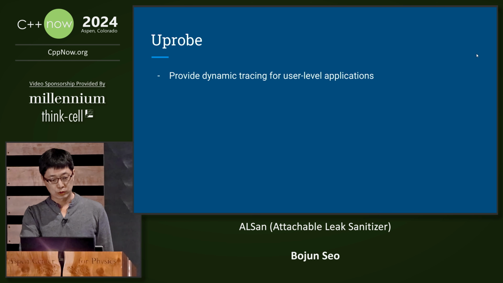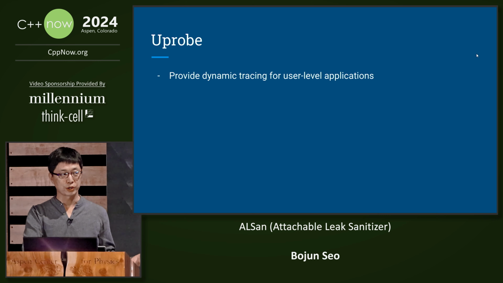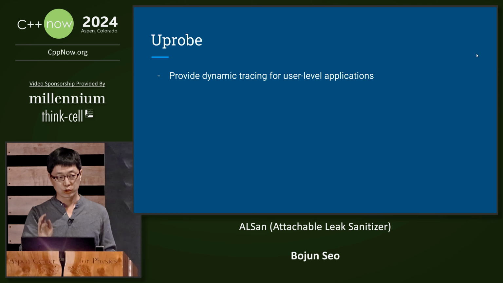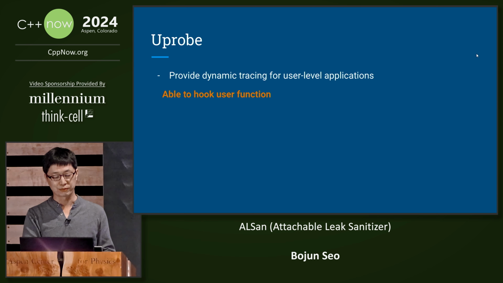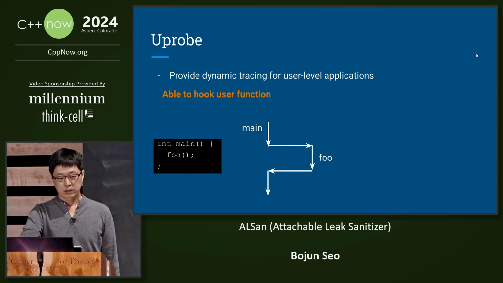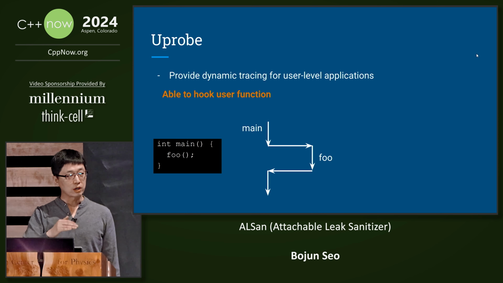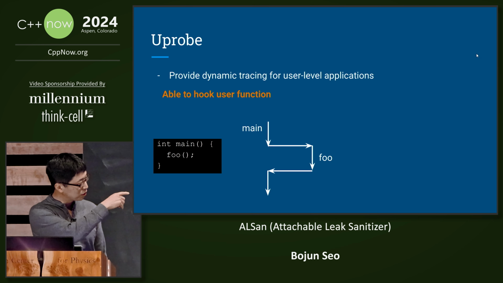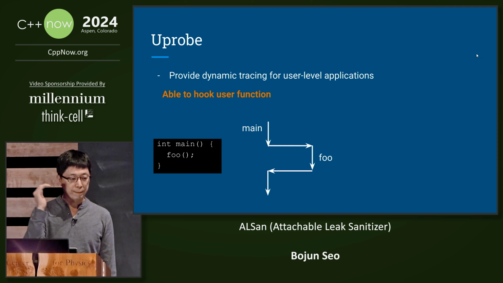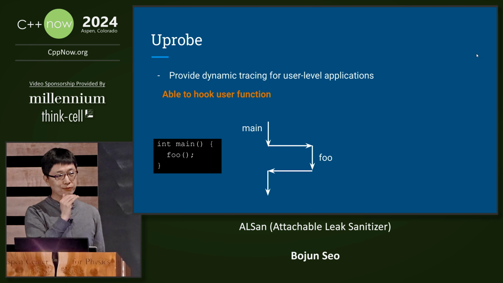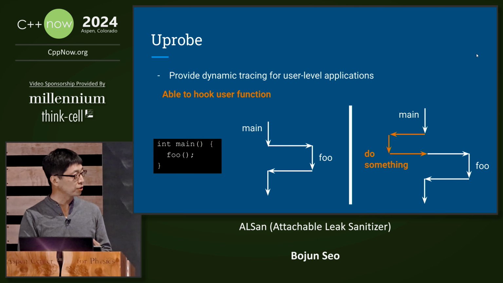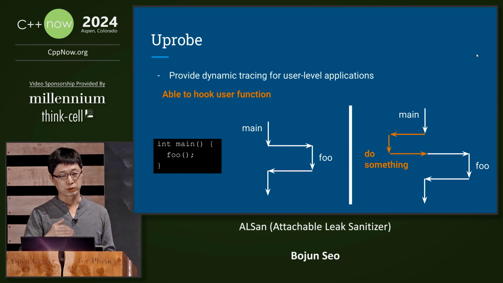And uprobe. Uprobe is a kernel feature as well, and it provides dynamic tracing for user-level applications, which means you can hook user functions with this feature. There's a main function calling foo, and you can see that the main function goes to the foo function like that. And if you attach a uprobe to the foo function, then it can hook its execution and do something else right before calling foo.